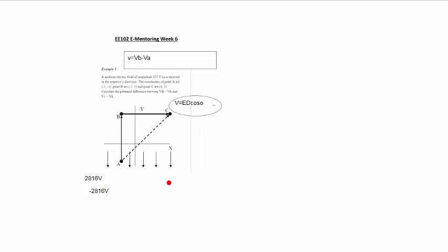Okay, and for the third one, VC minus VA. For this one, first you have to find the distance between A and C. You're going to use Pythagoras theorem, so the square root of 8 squared plus 6 squared, which will be 10. Then you try to find the angle between them. Using SOHCAHTOA, that is tangent inverse of 6 upon 8, so you get approximately 36.8 degrees.